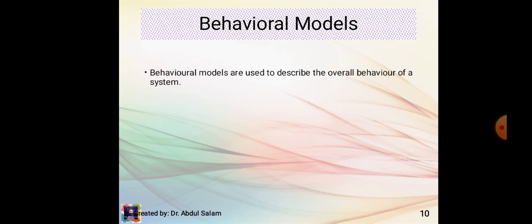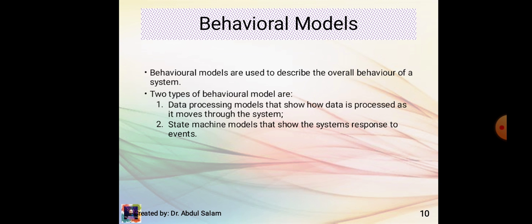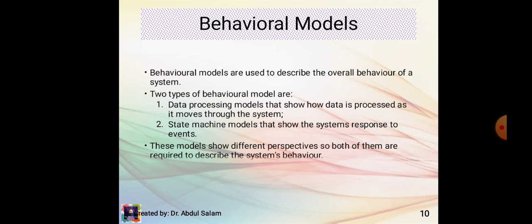Behavioral models. Behavioral models are used to describe the overall behavior of the system. Two types of behavioral models are: number 1, data processing models that show how data is processed and how it moves through the system; and number 2, state machine models that show the system's response to events. These models show different perspectives, so both of them are required to describe the system's behavior.